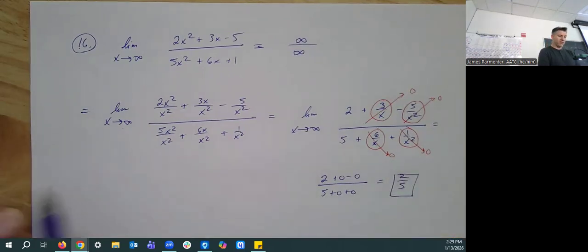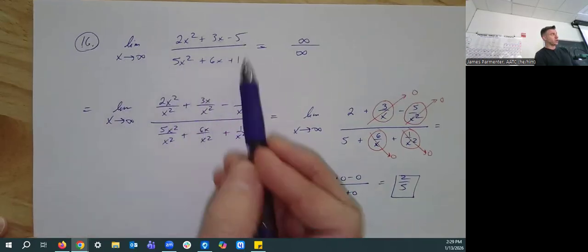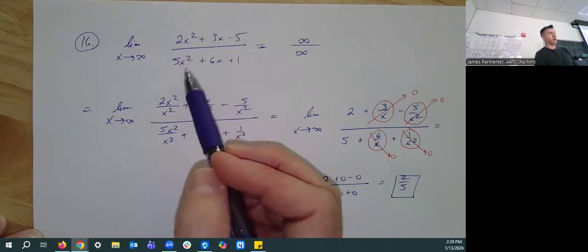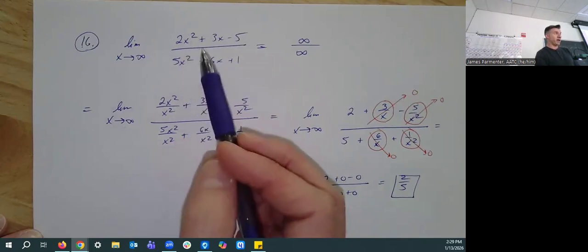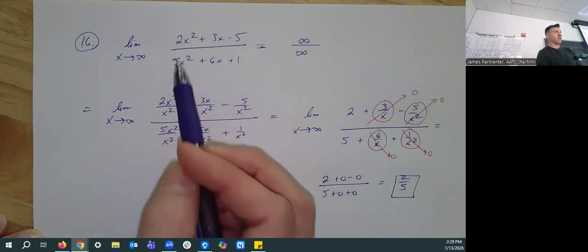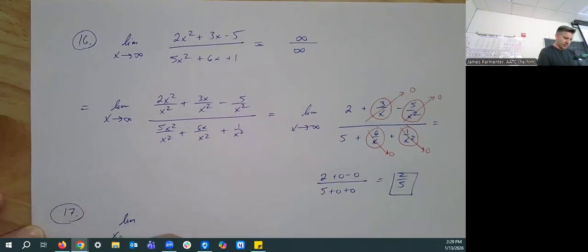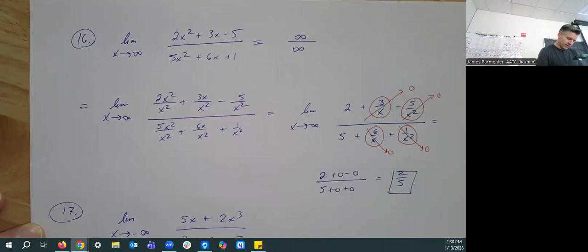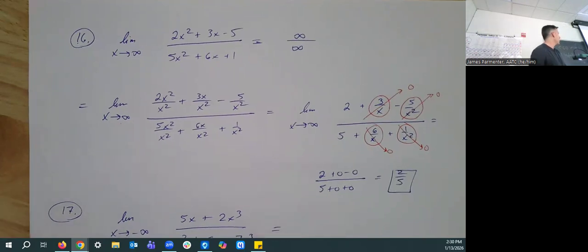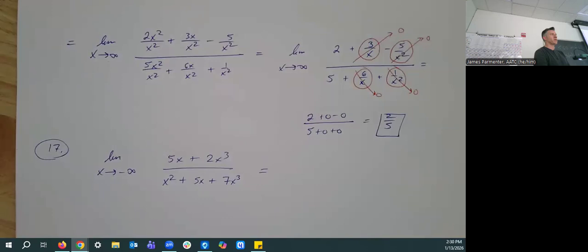Typically, we see that when you have a limit to infinity of a rational function, and the degree on top and the degree on the bottom are the same highest power of x, the limit ends up being the quotient of the leading coefficients. So just for one more example here, if I asked you what the limit as x approaches negative infinity of 5x plus 2x cubed over x squared plus 5x plus 7x cubed was, you could say without doing any work, what should the limit be equal to? I've written it kind of terribly, but what's the degree on top? Yeah, the answer is 2/7.